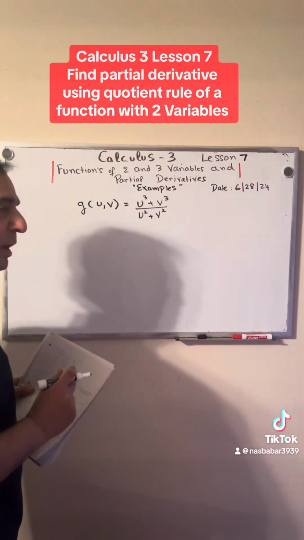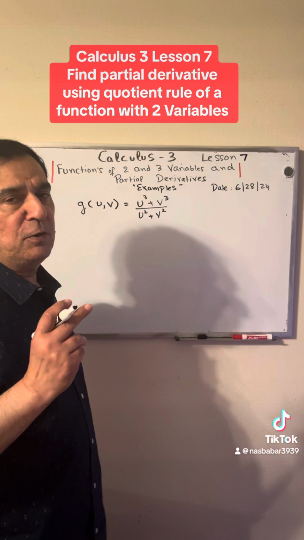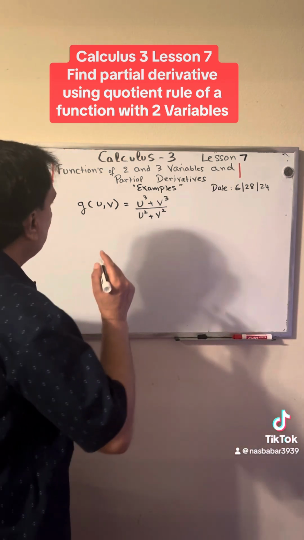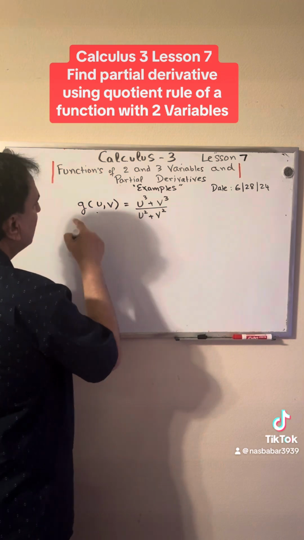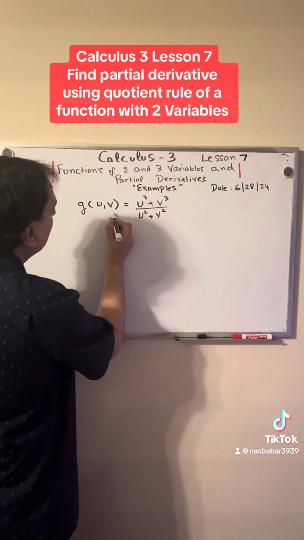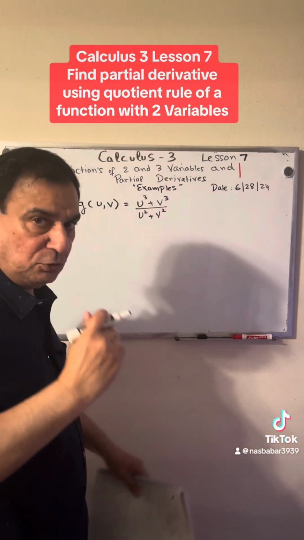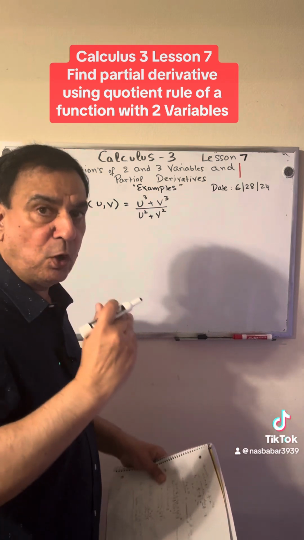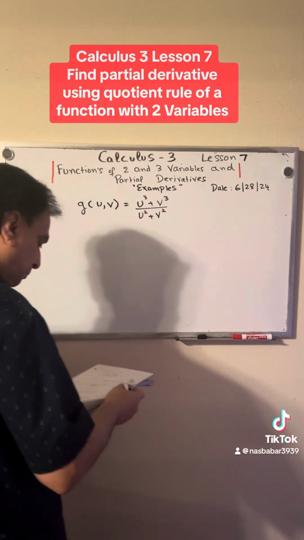But first thing, when you're taking a partial derivative of a function with two variables, you take the derivative with respect to one variable and treat the other one as constant. And then you take the derivative with respect to the second one and keep the first variable constant. So that's the key. That's the rule of thumb. Okay. So let's go ahead and do that.